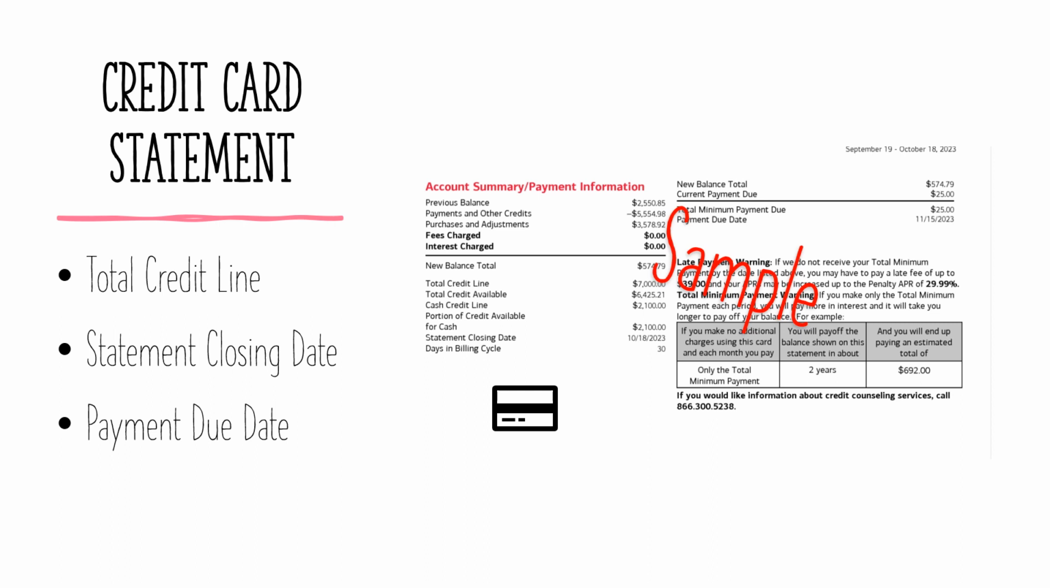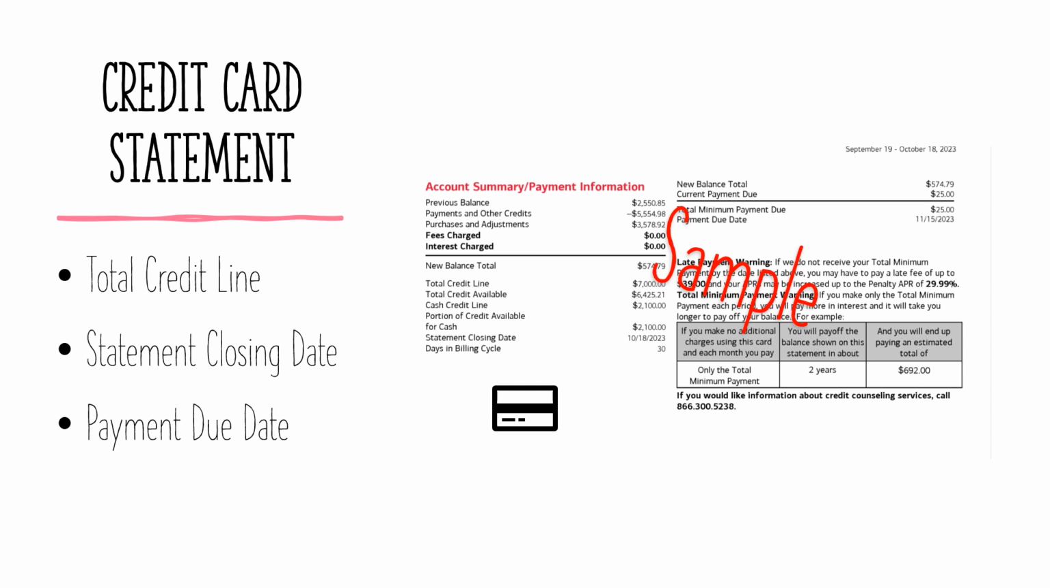So that's why I was showing you that in this scenario, the person took their paycheck and applied everything to their credit card. So with the previous balance, then the payments, then add back in the purchases, the new balance is now $574.79.